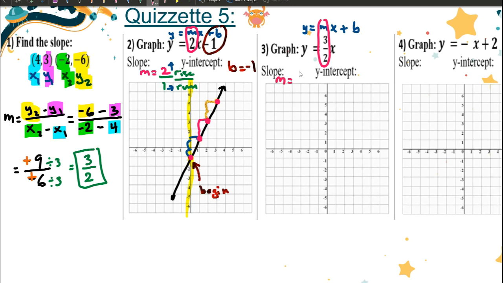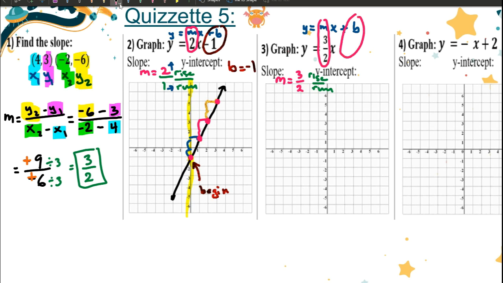Yes, for some reason when students see 3 over 2, they just stop. We need the slope in fraction to do rise over run. If it's not in fraction, you have to put it in fraction by putting 1 under. This one is already in fraction, so we're good. Now, what is your beginning? What is b?